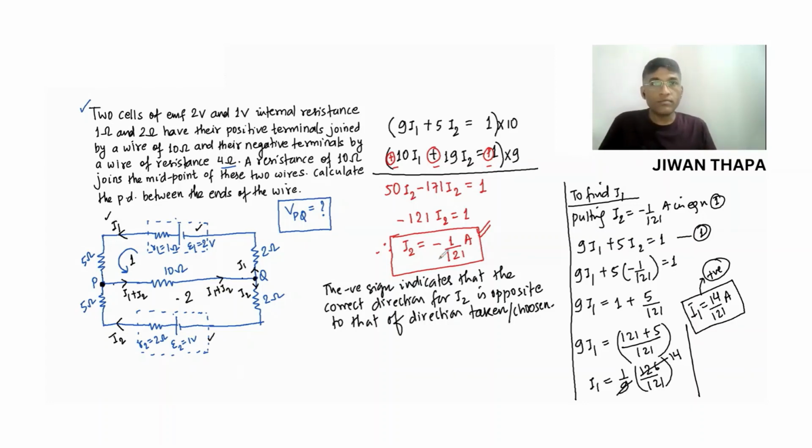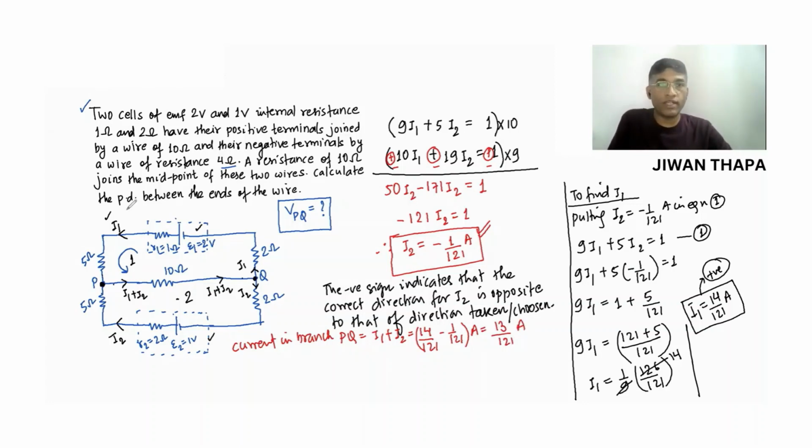Now what do we do? We want to find current in the branch. So I'm writing over here: current in branch PQ equals I1 plus I2. So I1 is 14 by 121 and I2 is minus 1 by 121. So this gives 13 by 121 ampere.